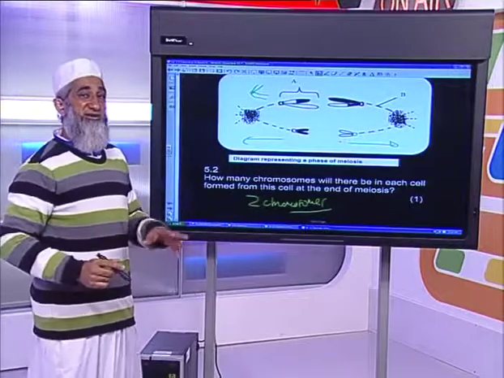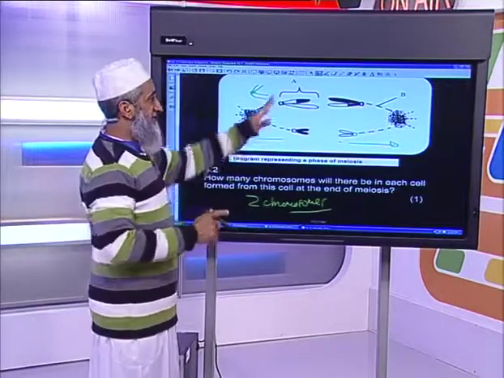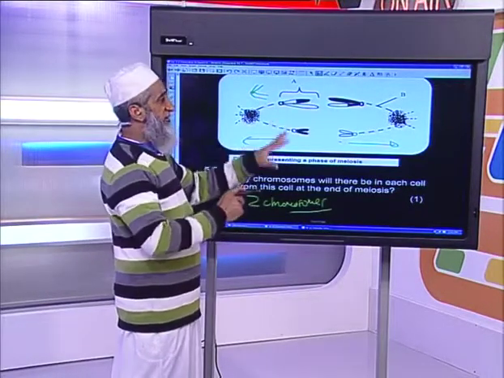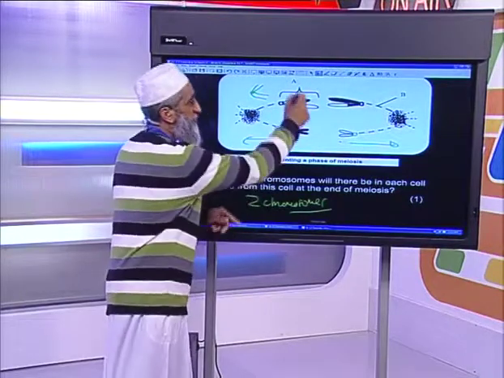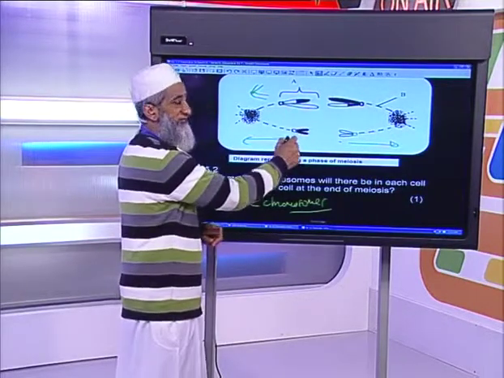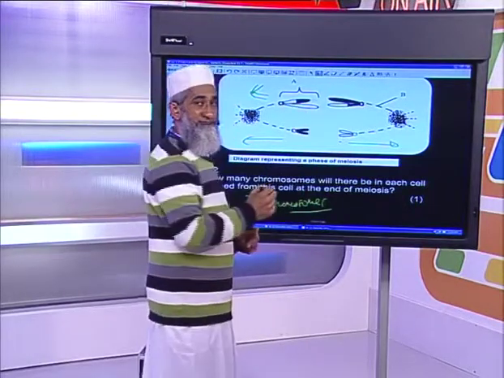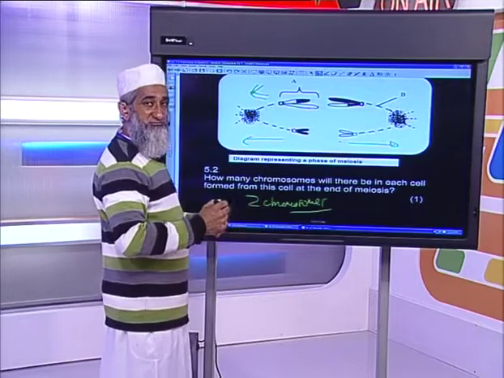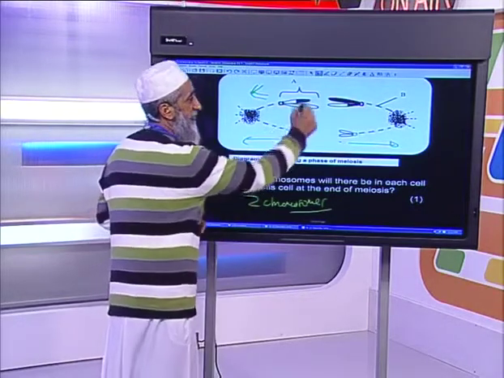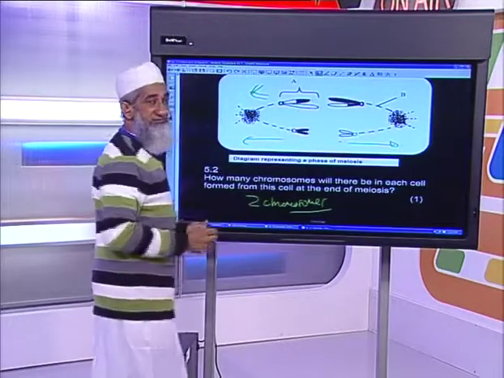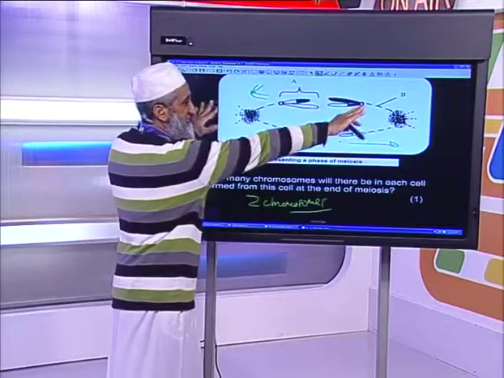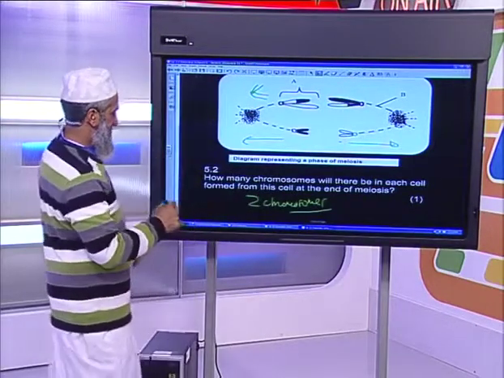In meiosis 2, I said the chromosomes lie singly. There you have it there already. So in other words, the number of chromosomes in each cell is shown in this diagram here already. There are 2. Now many learners would say 1, 2, 3, 4. And that's where they go wrong. Because there are only 2 chromosomes altogether here. And the chromatids have separated. So it'll be 2.